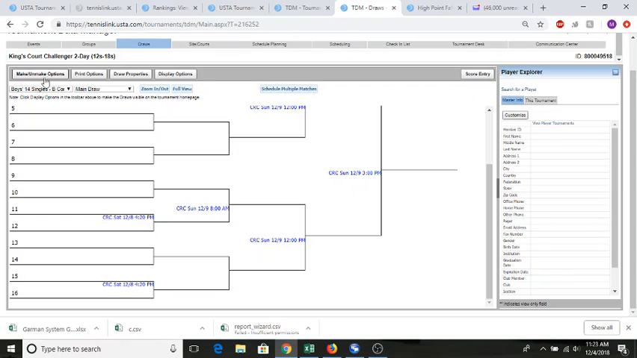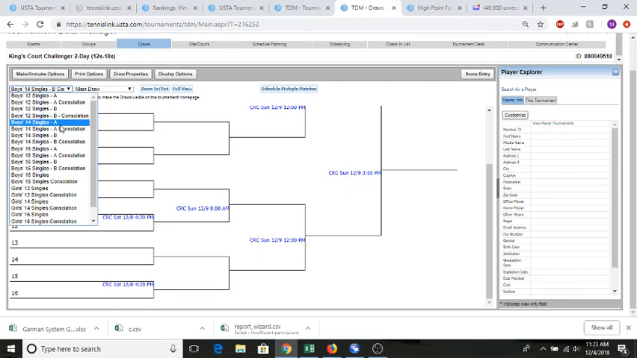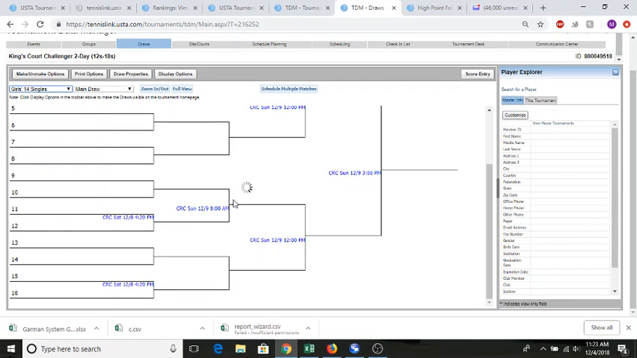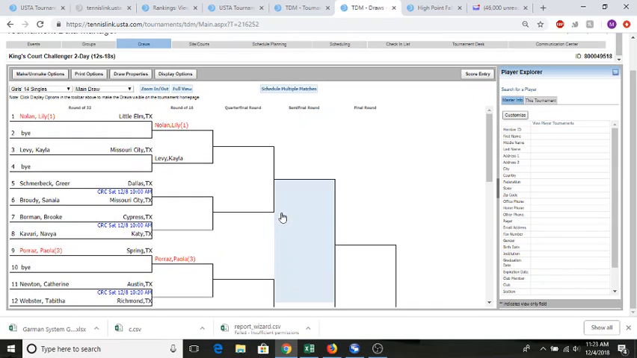And so my next draw is girls 14s. I need to go do those second rounds. So let's go see. All right, let's schedule these.